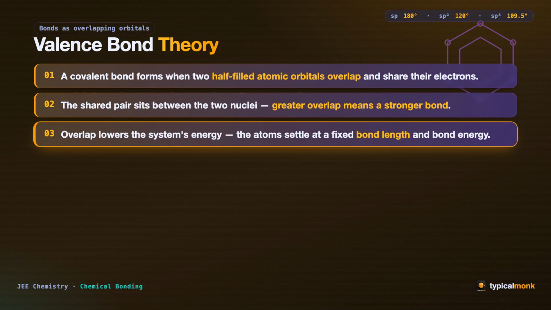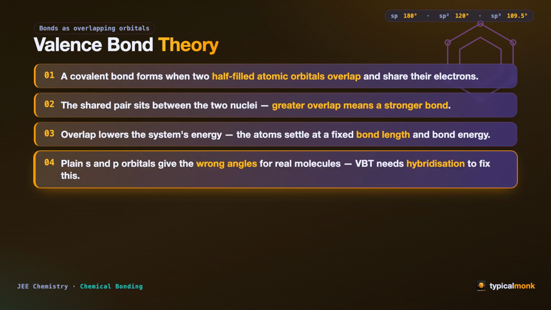This overlap lowers the energy of the whole system. The two atoms slide together until attraction and repulsion balance, and there they settle, at a fixed bond length, with a fixed bond energy. Valence Bond Theory explains bond direction and strength beautifully, but when David tried to build methane from plain s and p orbitals alone, the angles came out wrong. To fix that, the theory needs one more idea, hybridization. Let us meet it now.